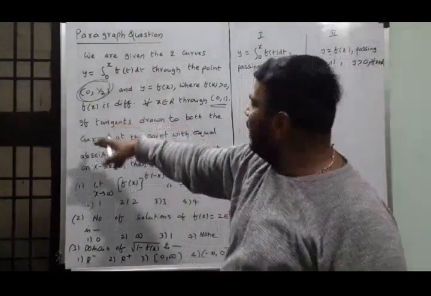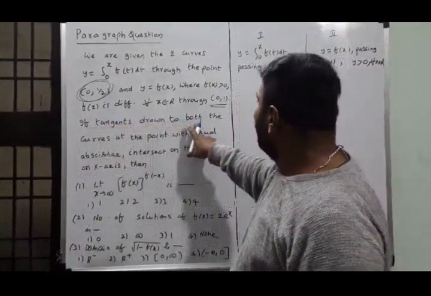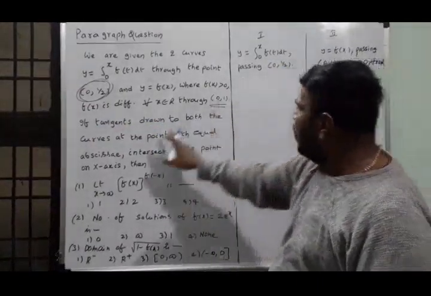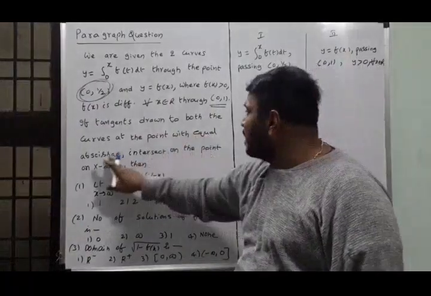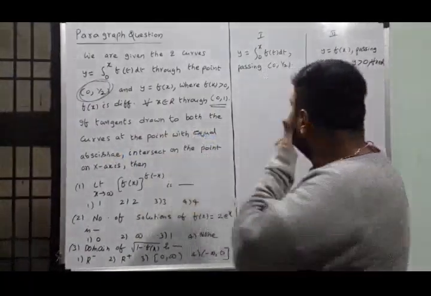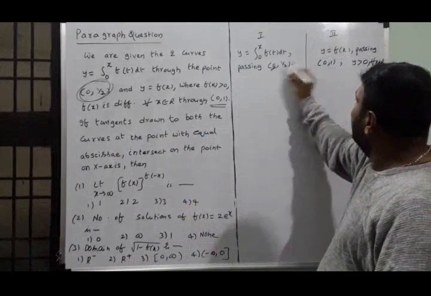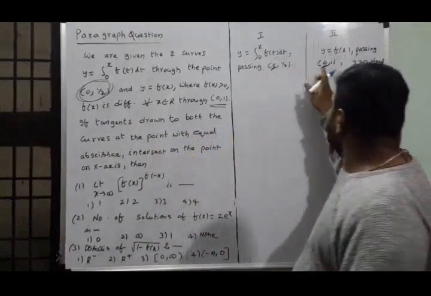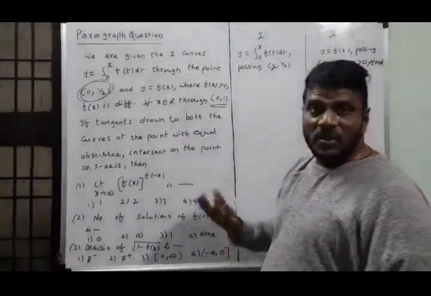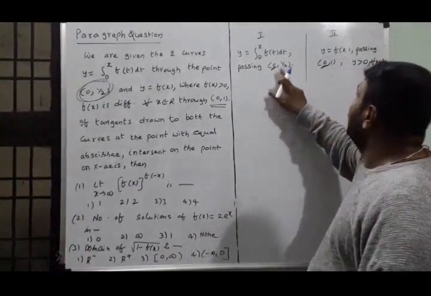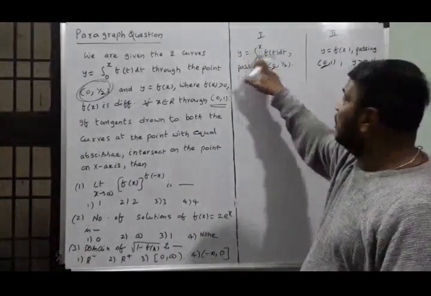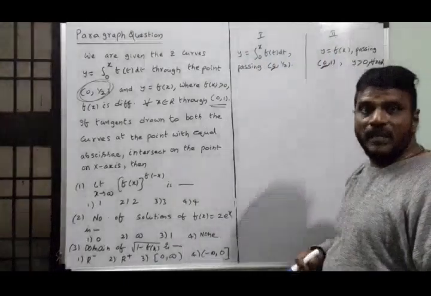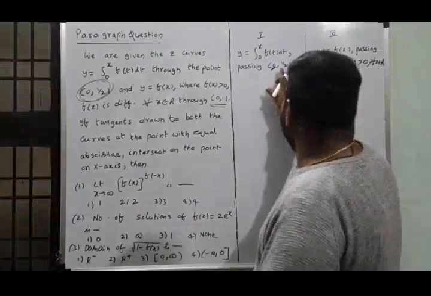Now next, what is given? Tangents are drawn to both the curves at the points whose abscissas are equal. What is the abscissa here? 0. What is the abscissa here? 0. So the abscissas are equal, x is 0. When x is 0, the y coordinate on the first curve is 1/2. When x is 0, the y coordinate on the second curve is 1. So you know the points.